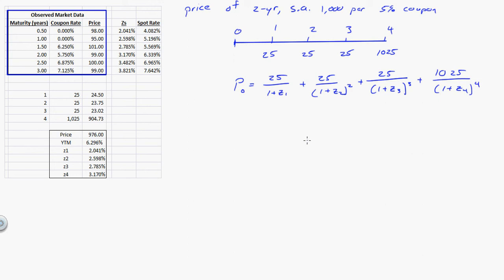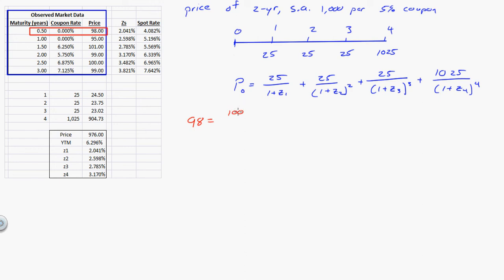I don't know the Z's, so how do I find the Z's? Well, I'll look in the market and see what's going on in the market. So I know I can buy a 6-month T-bill for a price of $98, and it's going to pay me $100 at the end. I'm doing this in percent of par, by the way.